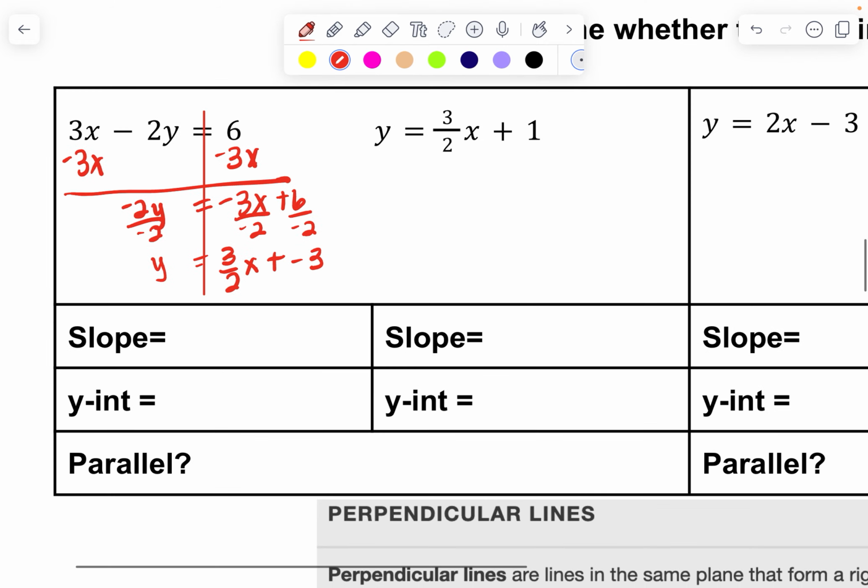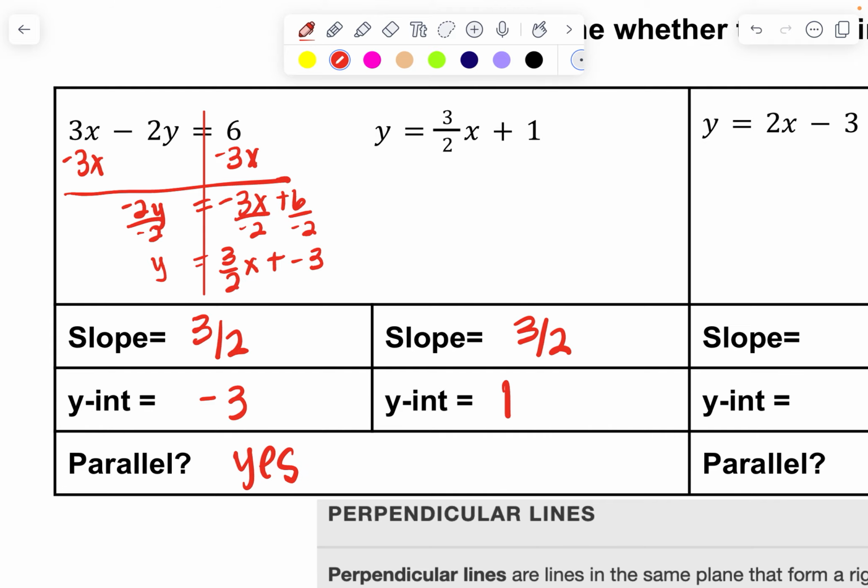So if we look at our first equation here, the slope is 3/2. The y-intercept is negative 3. Our second equation, the slope is 3/2. The y-intercept is 1. So they have the same slope and different y-intercepts. So yes, they are parallel.